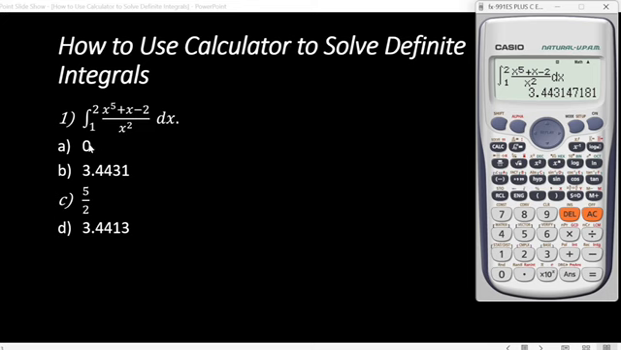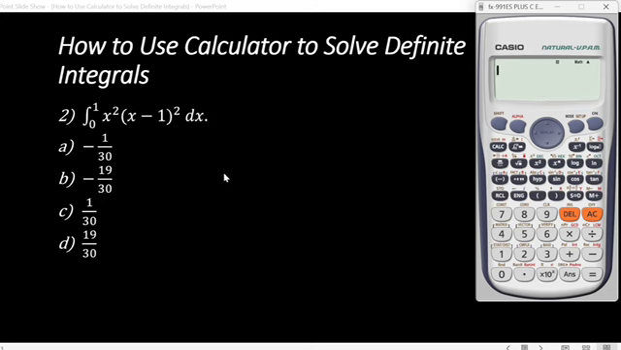So let's check our options. Option A is 0, B is 3.4431, C is 5 over 2, and D is 3.4413. Let's check which of them corresponds to the answer on our calculator. We can see that option B corresponds to the answer on the calculator, leaving it in 4 decimal places, which is 3.4431. So for this question, option B is the right answer.